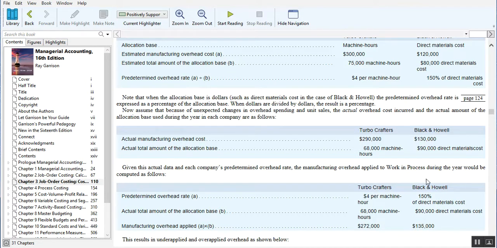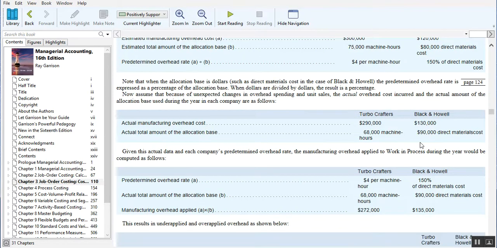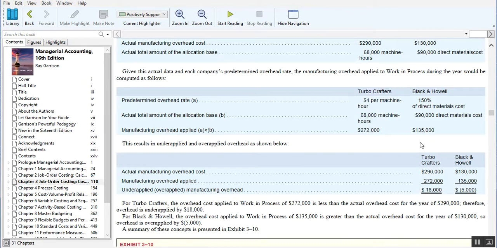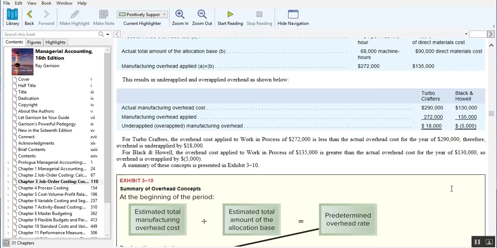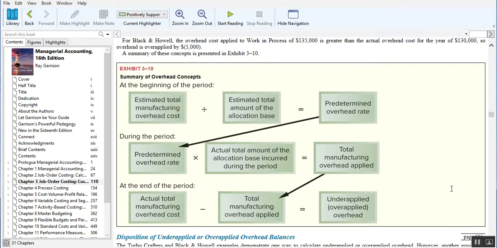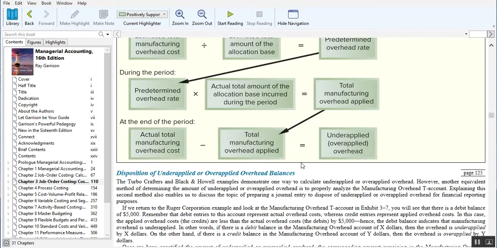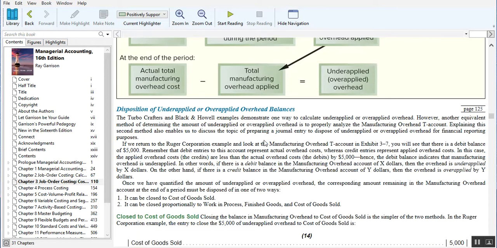For Black & Howell, their rate actually calculates more cost than what they actually had. So you have overapplied overhead, and that's what's shown here. So you compare the actual cost to what was applied in both cases, and will require an adjustment for both. This chart on 310 shows you how this works for overhead. You have the estimated and the predetermined, and then you apply it to the actual to get the total manufacturing overhead applied. And then at the end of the period, you're going to compare the actual with the total applied to see if it's under or over applied.